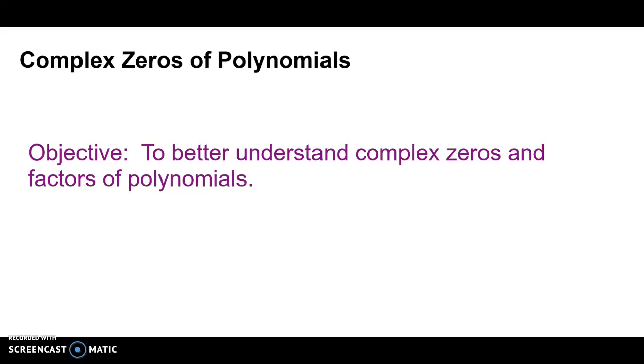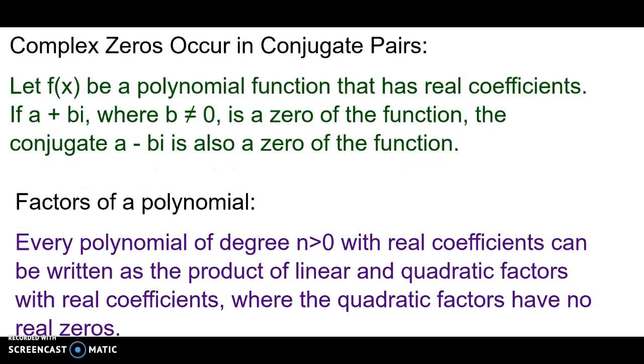Complex zeros of polynomials. Think about what a complex zero is. For example, x equals 2 plus 3i is a complex zero, right? So it's a real number plus an imaginary number. That would be a complex zero, and it is possible to have complex zeros of polynomials. So let's focus on a few things here. Complex zeros of polynomials occur in conjugate pairs.